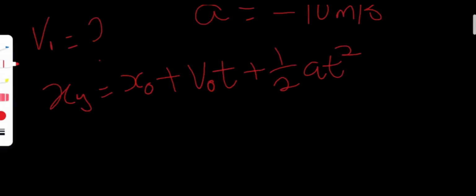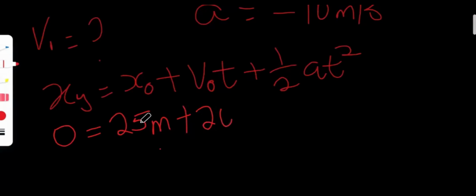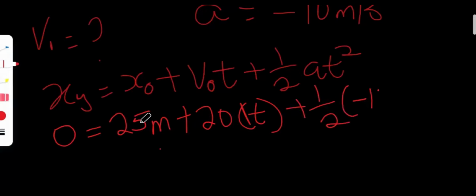So we have this as y, the final position, which is 0. And the initial position is 25 meters. The velocity here is 20, but we don't know the time. Plus half, acceleration is -10, then this t squared. We don't know the time too. Then let's calculate them together.